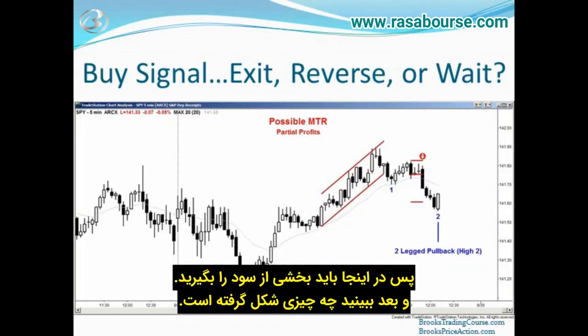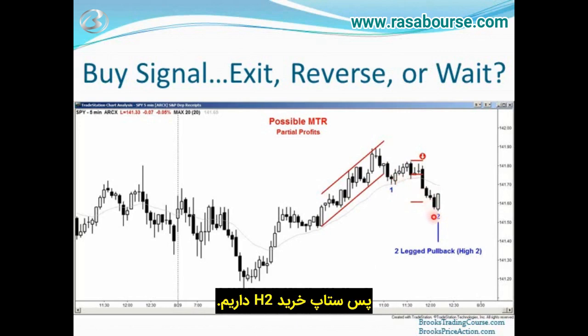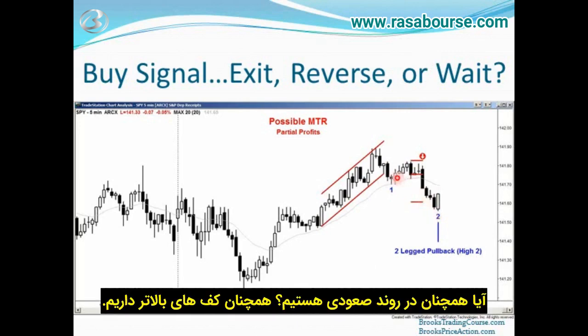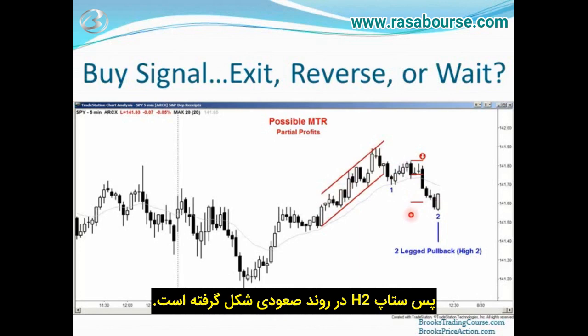So you might take partial profits here. In fact, you should. And now look what we have. We have two legs down, 1 and 2, so it's a two-legged pullback, and therefore it's a high 2 buy. Is it still a bull trend? Well, we're still making higher lows, and we have a higher high, so you could argue that it's still a bull trend, and therefore it's a high 2 in a bull trend.